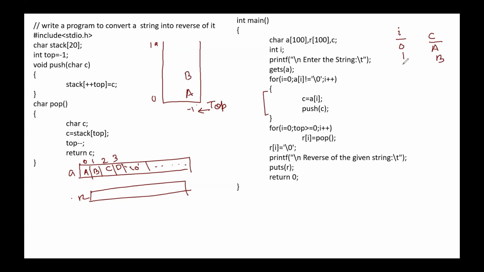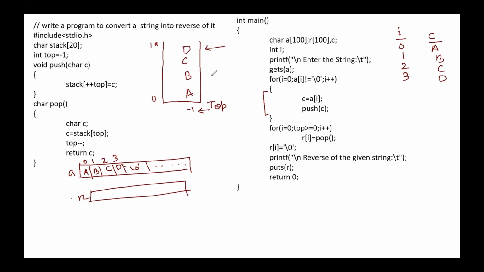Then the I value is incremented by 1, that is 2. A[2] is C. C is not equal to backslash 0, so it is true, meaning the body will be executed. C stores the value of C, then push C. So we store the value of C. Then I is incremented by 1, that is 3. Then D. D is not equal to backslash 0. If it is true, then the body of the loop is executed, so C stores which value? A[3]. The A[3] value is D. Now push D. So we push the D.